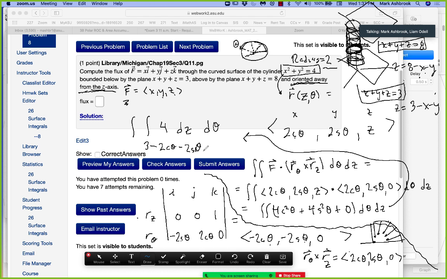3 minus x minus y up till 8 minus 2 cosine theta minus 2 sine theta. And then from 0 to 2 pi. Okay, again, pretty easy to solve from there. Questions on this example?